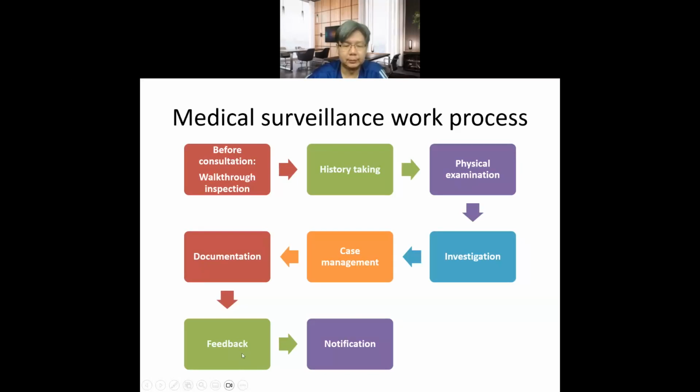This is basically the whole process of the medical surveillance. For consultation, walkthrough inspection, or we read the CHRA report. Then we carry out history taking, physical examination, do investigation, manage accordingly, we document certain things, give feedback to the company, after that notify or report to DOSH on the medical surveillance result.